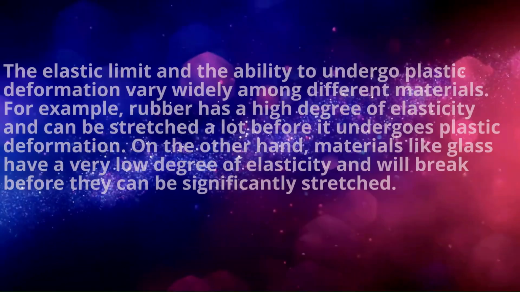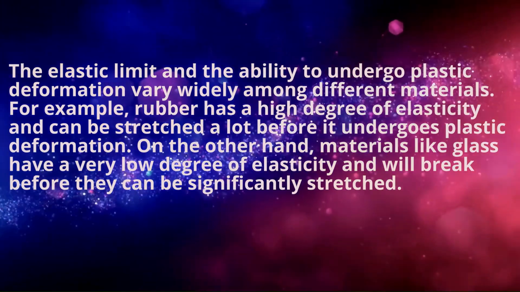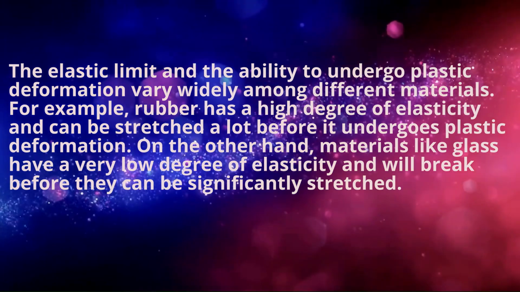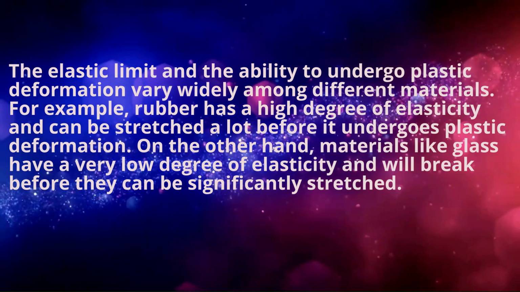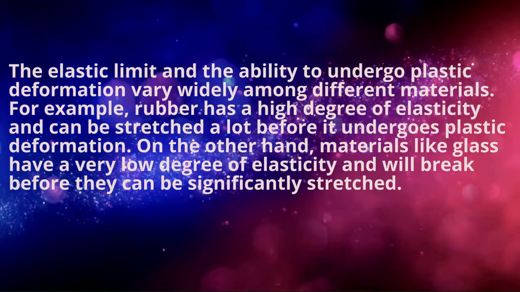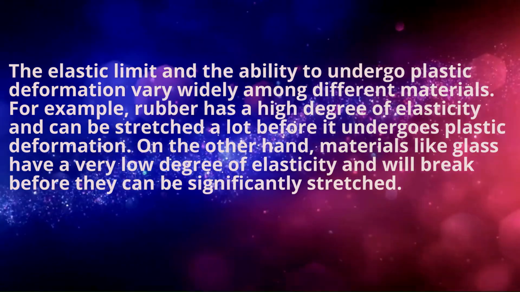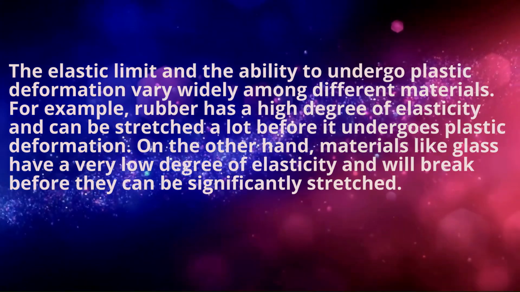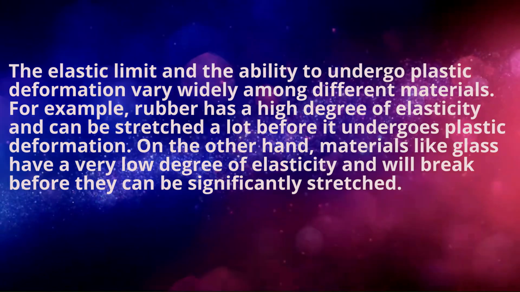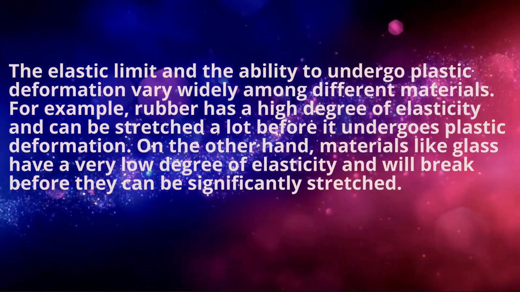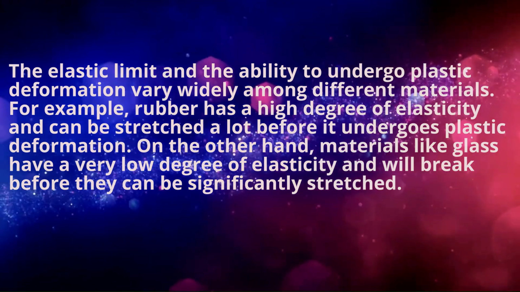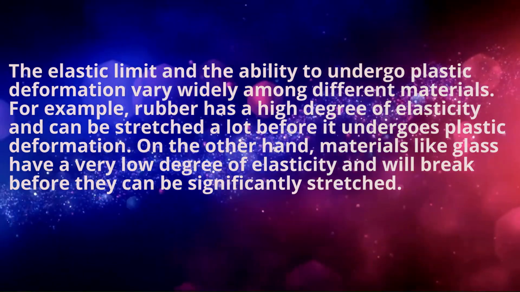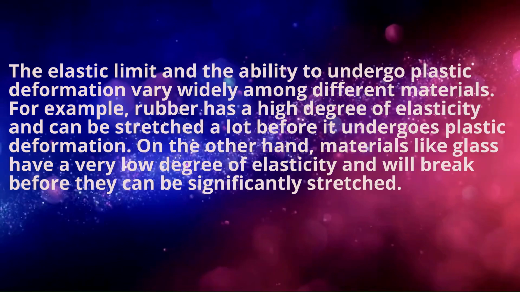The elastic limit and the ability to undergo plastic deformation vary widely among different materials. For example, rubber has a high degree of elasticity and can be stretched a lot before it undergoes plastic deformation. On the other hand, materials like glass have a very low degree of elasticity and will break before they can be significantly stretched.